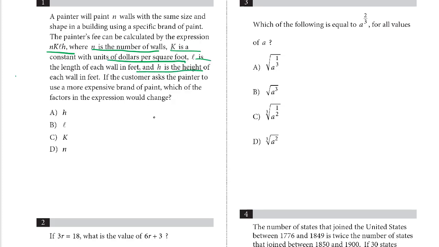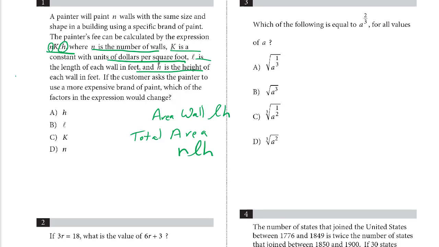Okay, so the area of the wall, if we think about this conceptually, for each wall is the length times the height. That's our L times H terms right there. N is the number of walls. So if we want the total area that's going to be painted by the painter, we're going to multiply N times L times H, the area of each wall times the number of walls.